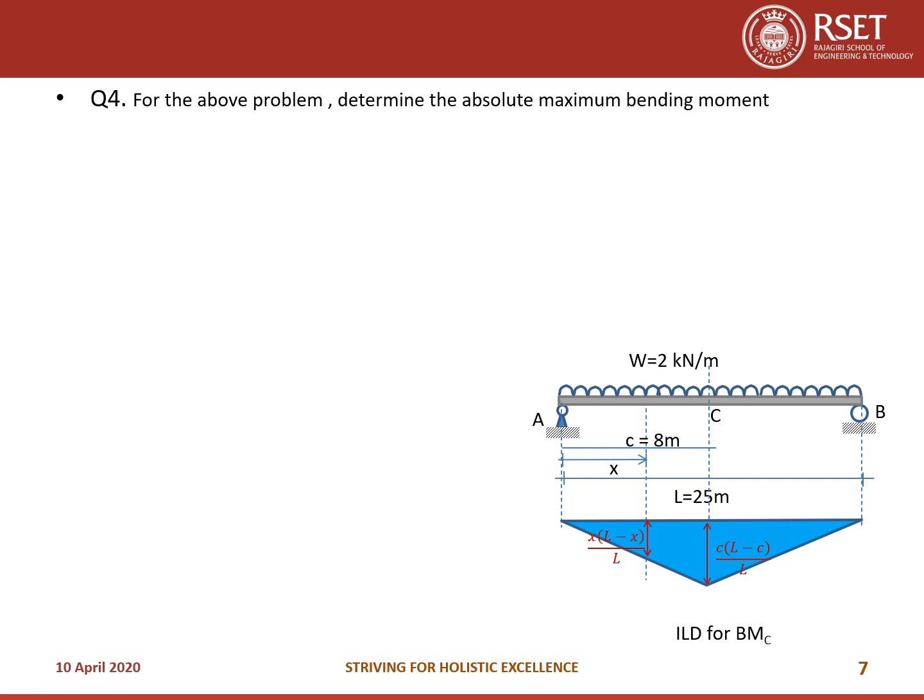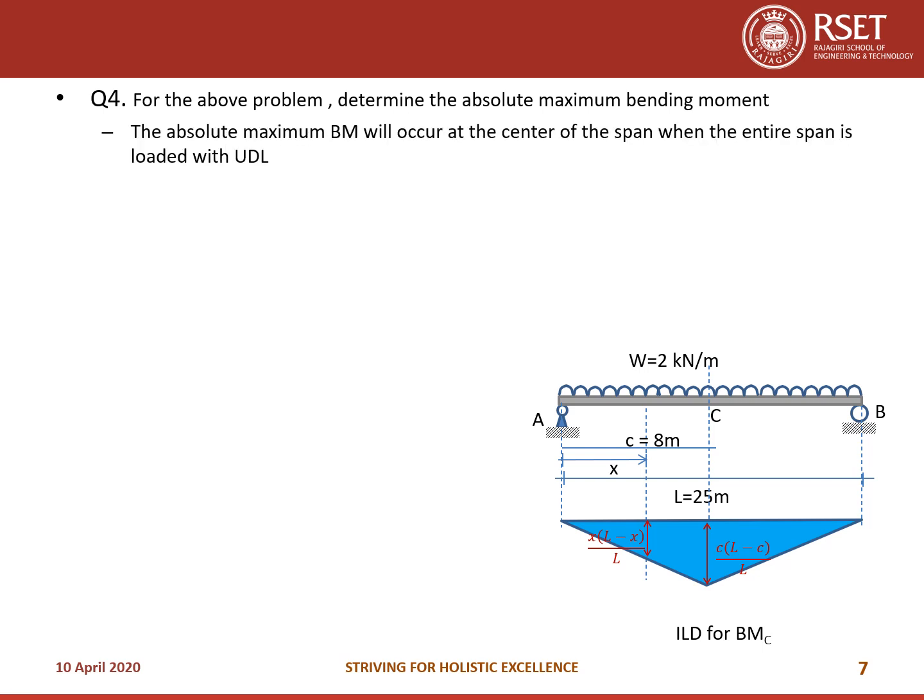Now for the above problem, to determine the absolute maximum bending moment, what should you do? The absolute maximum bending moment will be occurring at the center of the span when the entire span is loaded with UDL, because it is a simply supported beam, symmetric. So bending moment will be maximum there. So what will be that value?